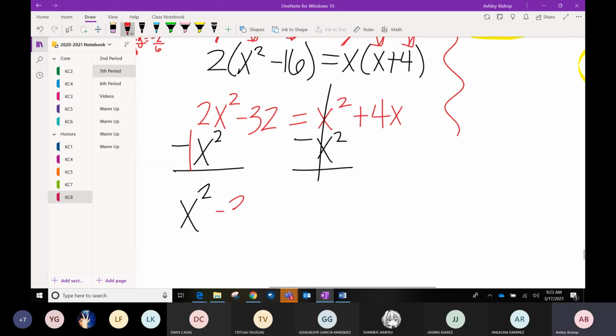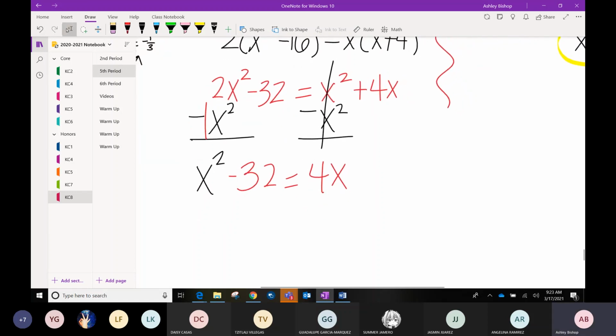Then I have minus 32 equals 4x. I still need to get this 4x on the other side. So I'm going to subtract by 4x. Listen carefully to this part here. When I subtract by 4x on both sides, I don't have a like term for it to go with, so it's just going to go on the other side.